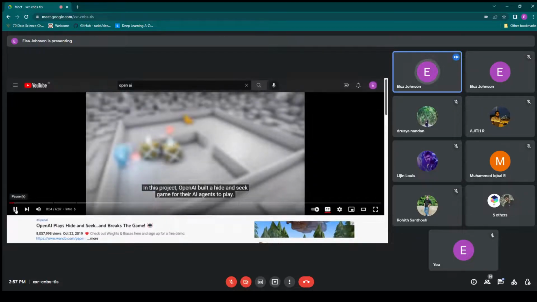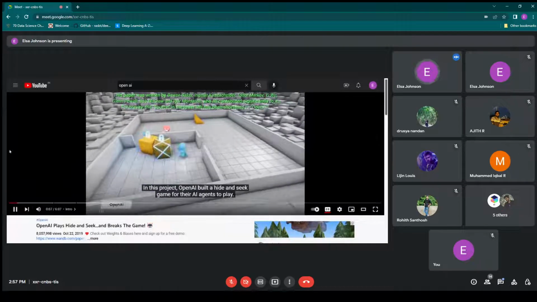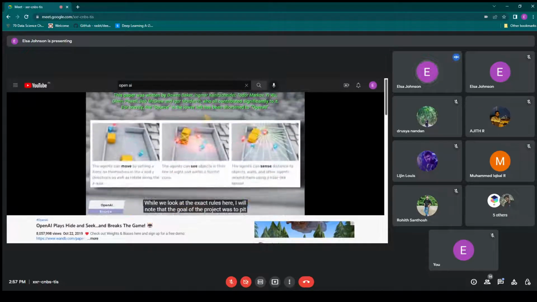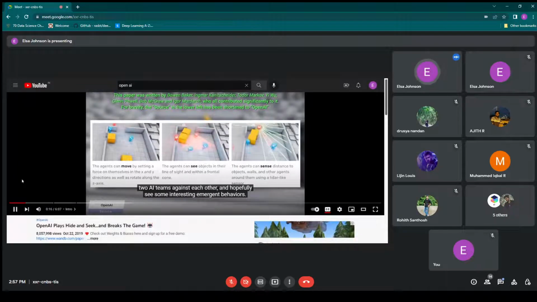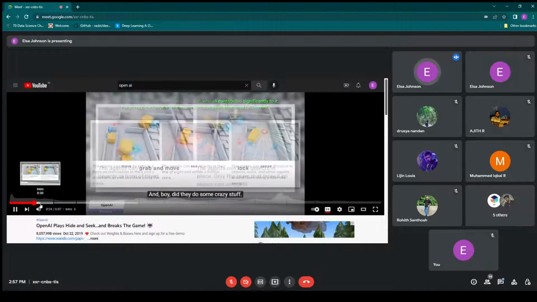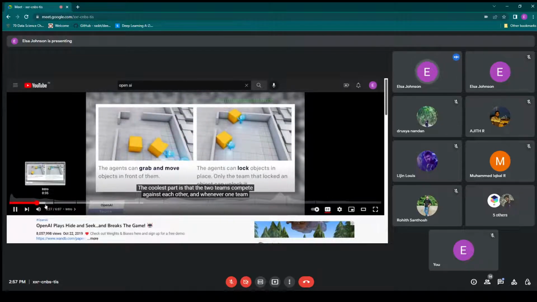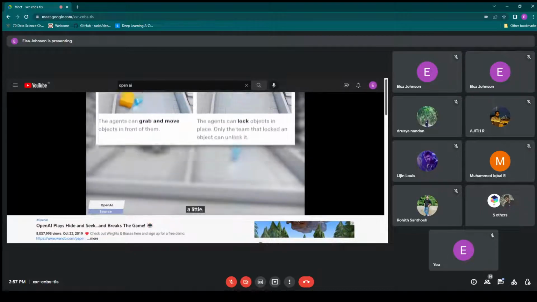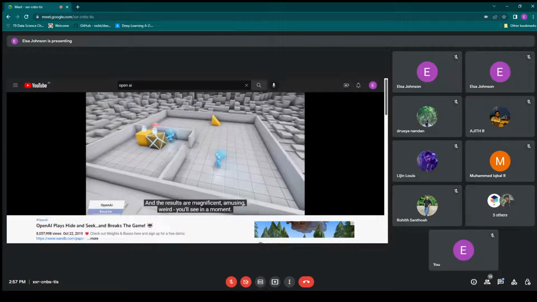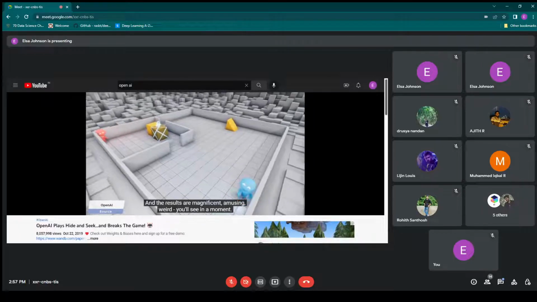Fahir. In this project, OpenAI built a hide-and-seek game for their AI agents to play. While we look at the exact rules here, I will note that the goal of the project was to pit two AI teams against each other and hopefully see some interesting emergent behaviors. And boy, did they do some crazy stuff. The coolest part is that the two teams compete against each other, and whenever one team discovers a new strategy, the other one has to adapt. Kind of like an arms race situation, and it also resembles generative adversarial networks a little. And the results are magnificent, amusing, weird. You'll see in a moment.